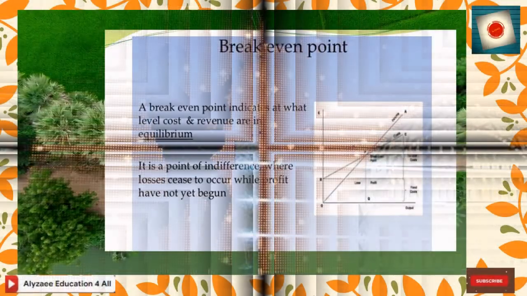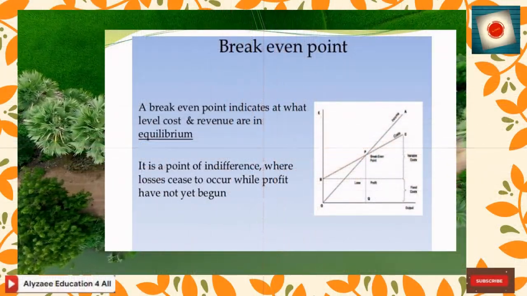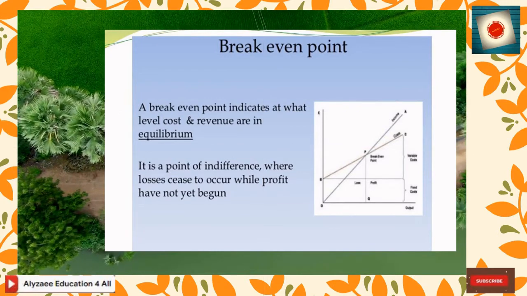A break-even point indicates at what level cost and revenue are in equilibrium. So here you can see that where the lines are crossing each other, that shows us the equilibrium level. After that, this particular point when we start earning, that is the definition of it, and it is a point of indifference where losses cease to occur while profit has not yet begun. So that point is called the break-even point, and after that the profit kick starts.